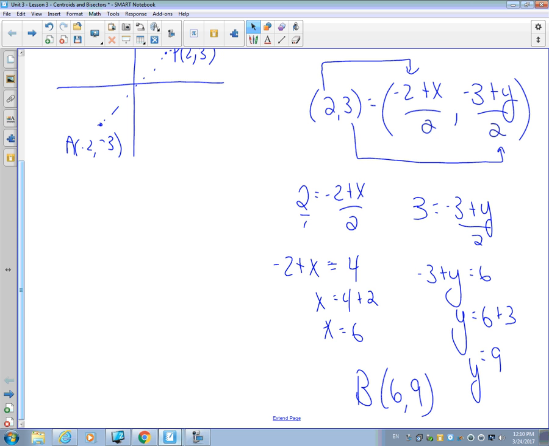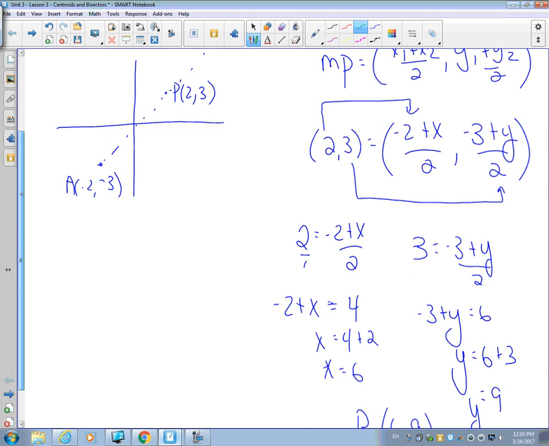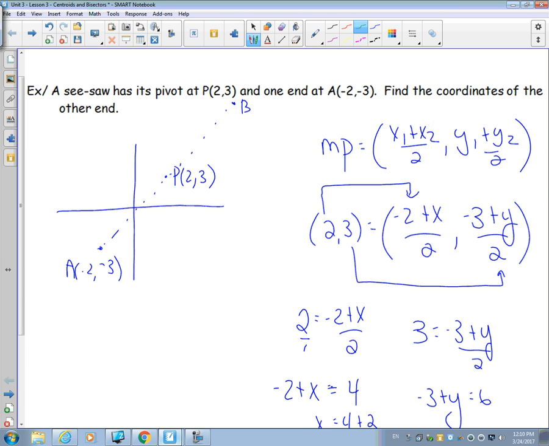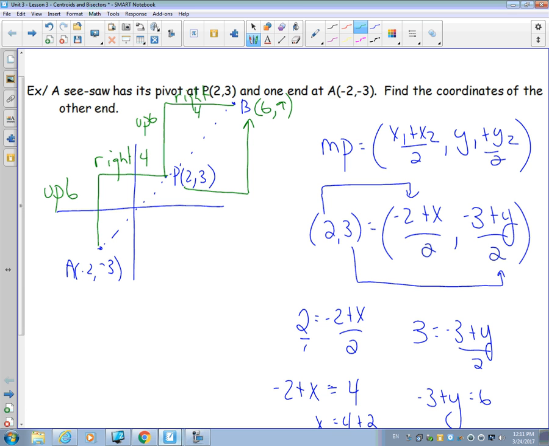Now that's the formula way. Some people like the formulas. Other people like to be able to think. So let's think for a second. To get from A to P is a line, so it must have a slope. We have to go up 6 from -3 to +3, and then right 4 from -2 to +2. Well, that same thing must be true to get to B. Let's go up 6 and right 4. So if we go over 4 from 2, we'll get a value of 6. If we go up 6 from 3, we get a value of 9. And hey, that's the same answer we had.